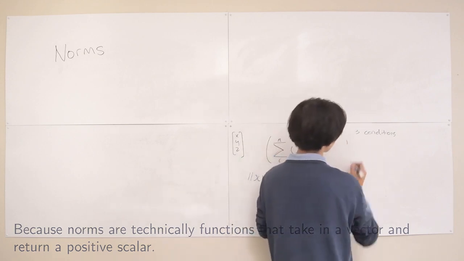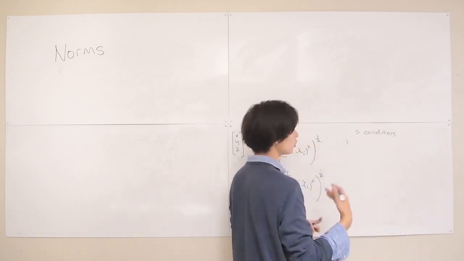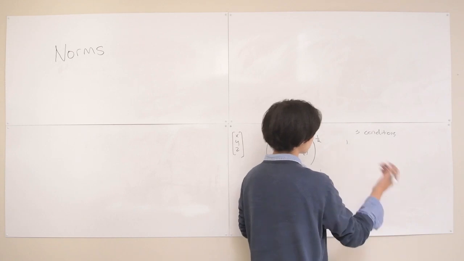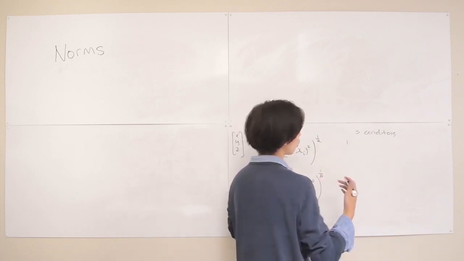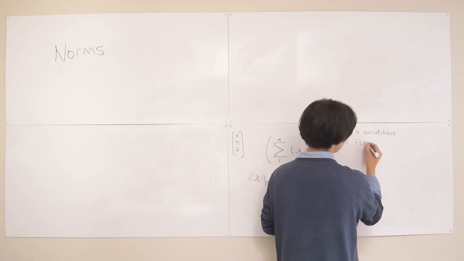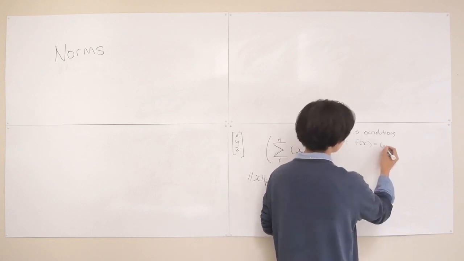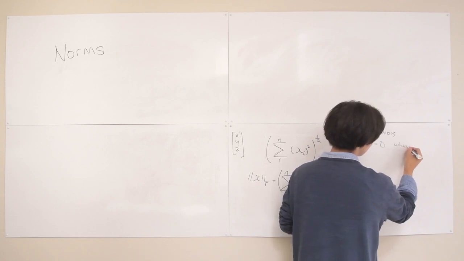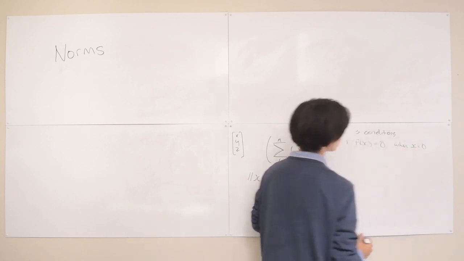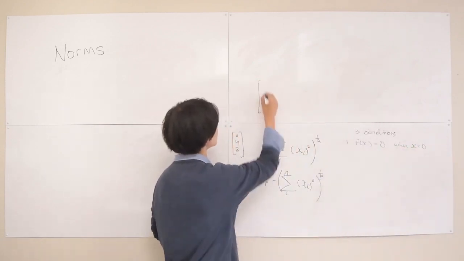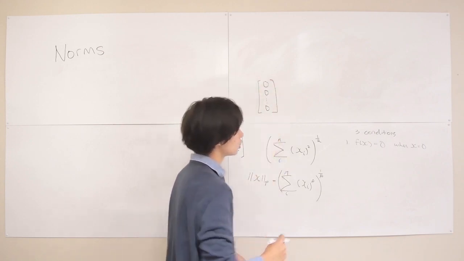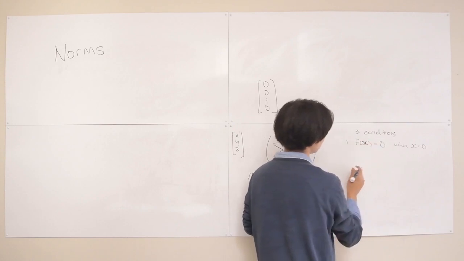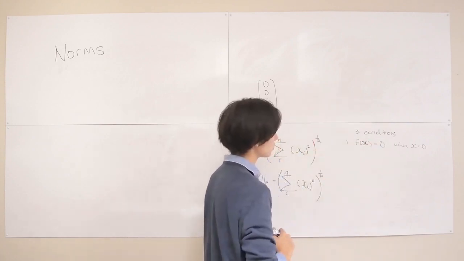The first one is pretty simple. If we represent the norm as f, the function f, if we say the vector function f is the norm, then f of x has to equal 0 when x equals 0. So when x is the 0 vector, so it's all zeros, the norm of x has to also be 0.